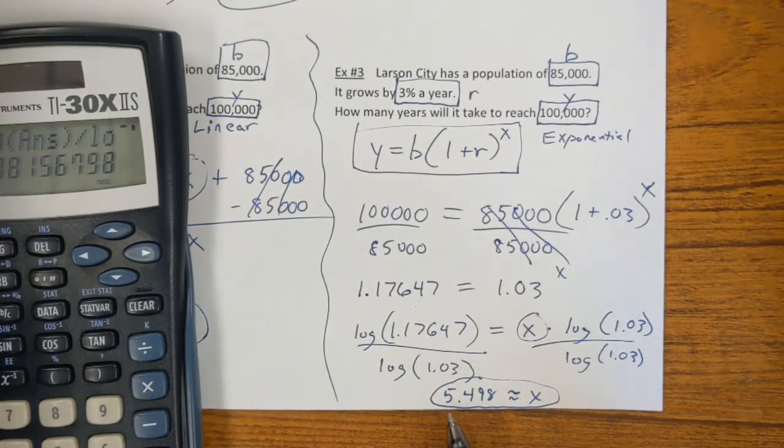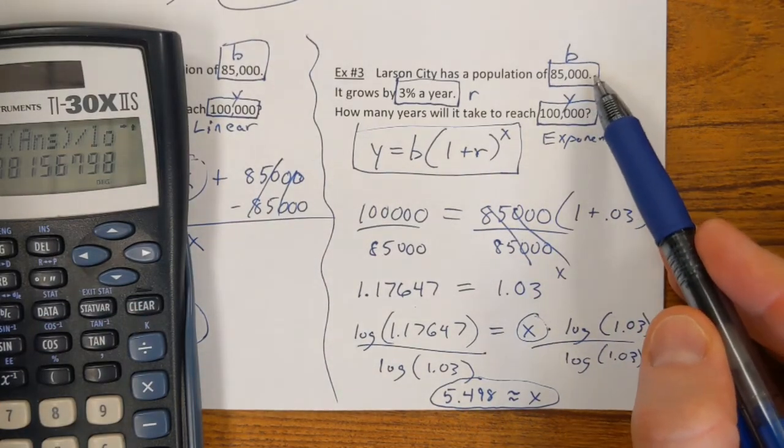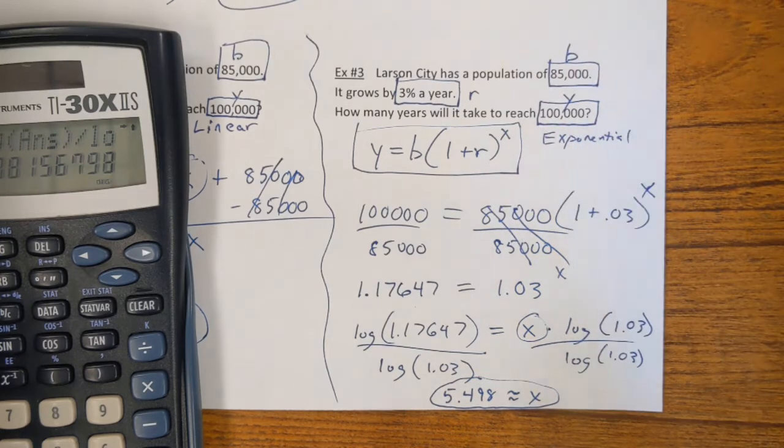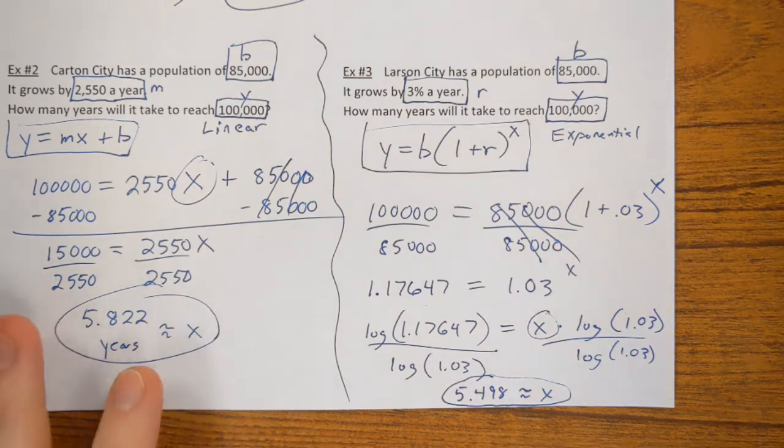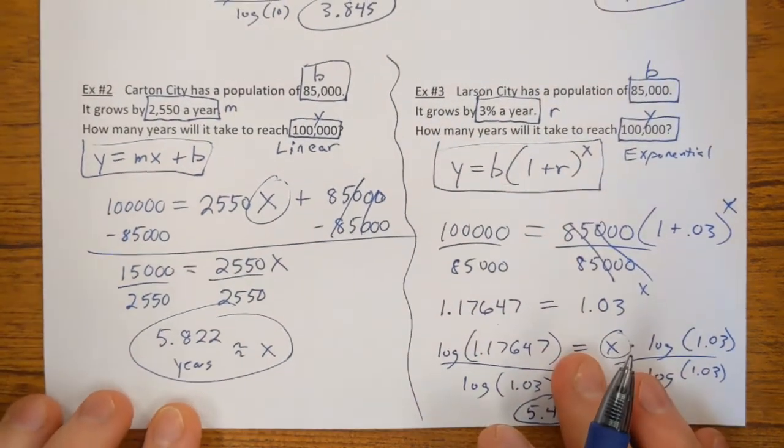Okay, after roughly 5.5 years, right around 5.5 years, this population of 85,000 will expand all the way up to a population of 100,000. Okay, so that's all I have for you for this lesson.